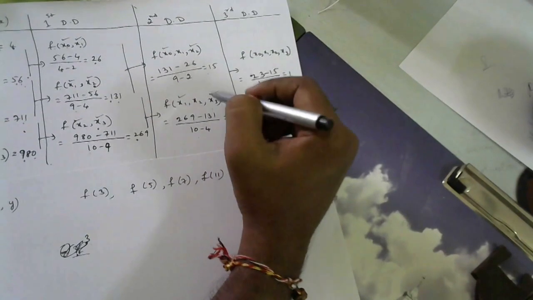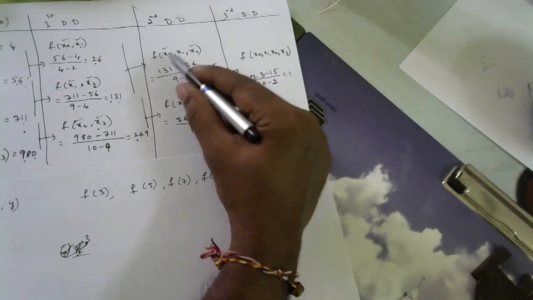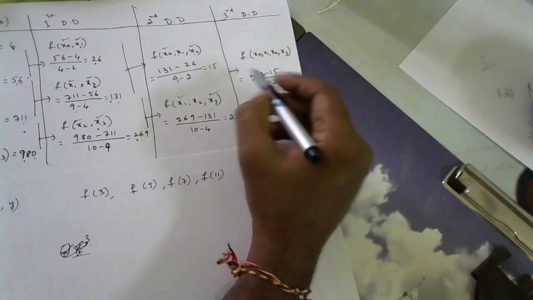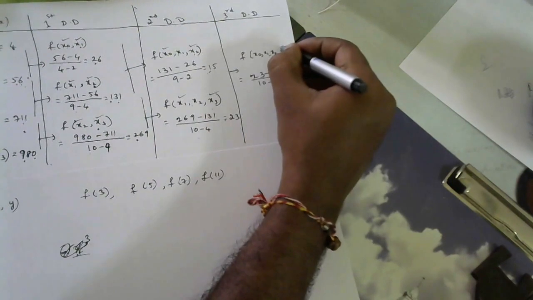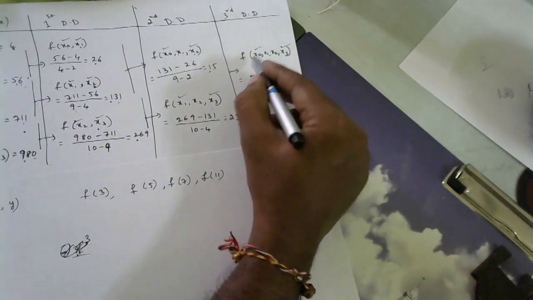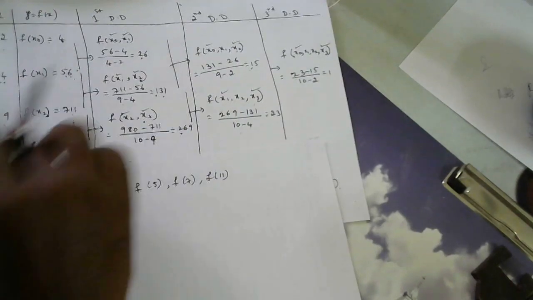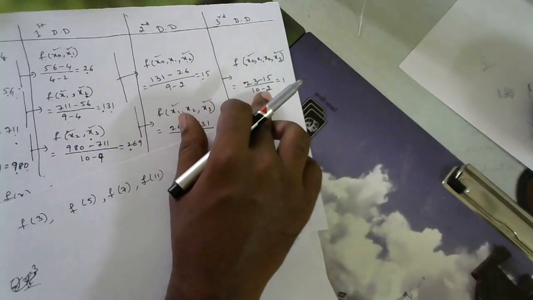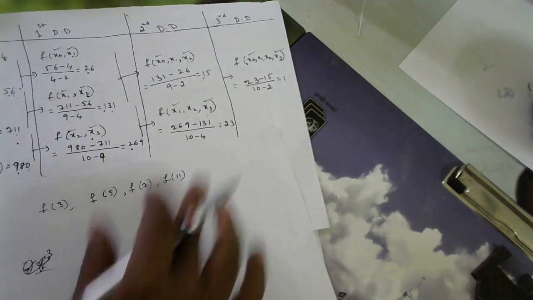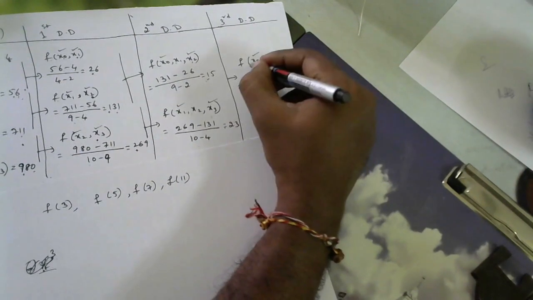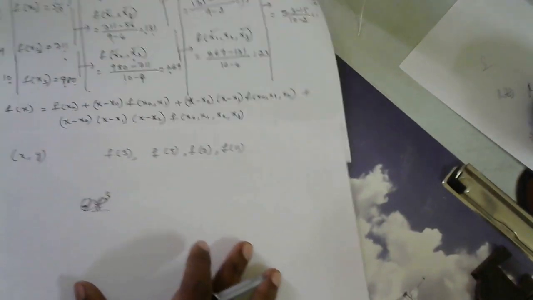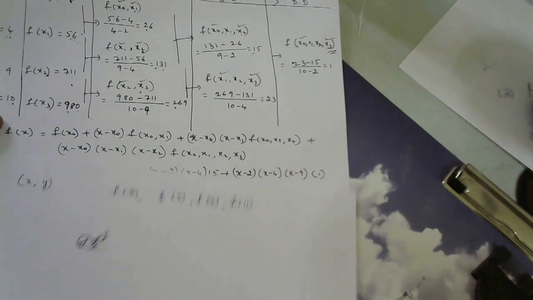So you have to take these two differences, that means f of x naught x1 x2 x3. x1 is already taken, remaining is x3, so 23 minus 15 divided by last term minus first term, x3 minus x naught, so x3 means 10 and x naught means 2, 10 minus 2, so we will get the answer 1. Now up to where I tried the formula, up to f of x naught x1 x2 x3, we know that formula, this is your required formula.